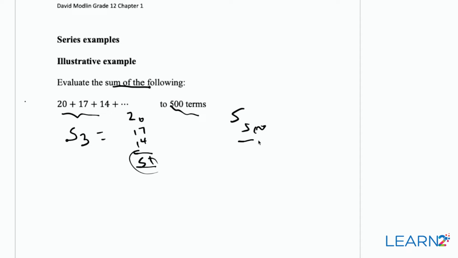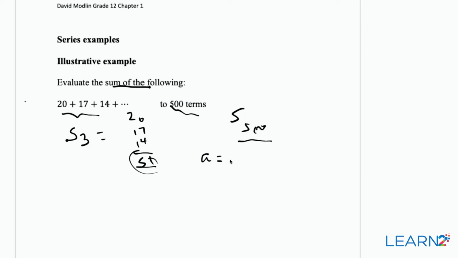Well, if we had to work out just the sum of the three terms, it would be 20 plus 17 plus 14. So 20 plus 17 is 37, plus 14 gives you 51. That's quite easy. But how do we do this to 500? We haven't got time to go and work out 500 terms. So the starting point is to say, okay, what do we know?